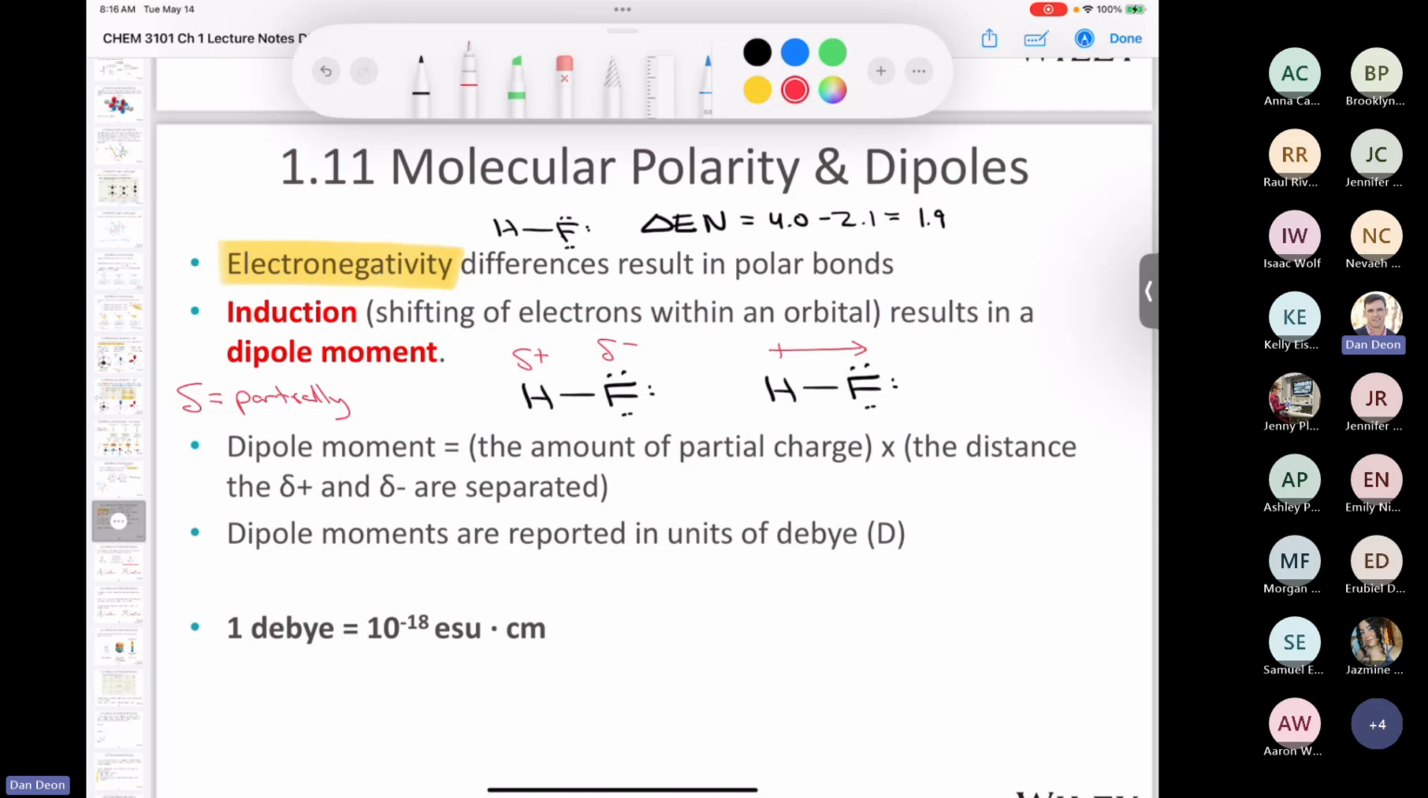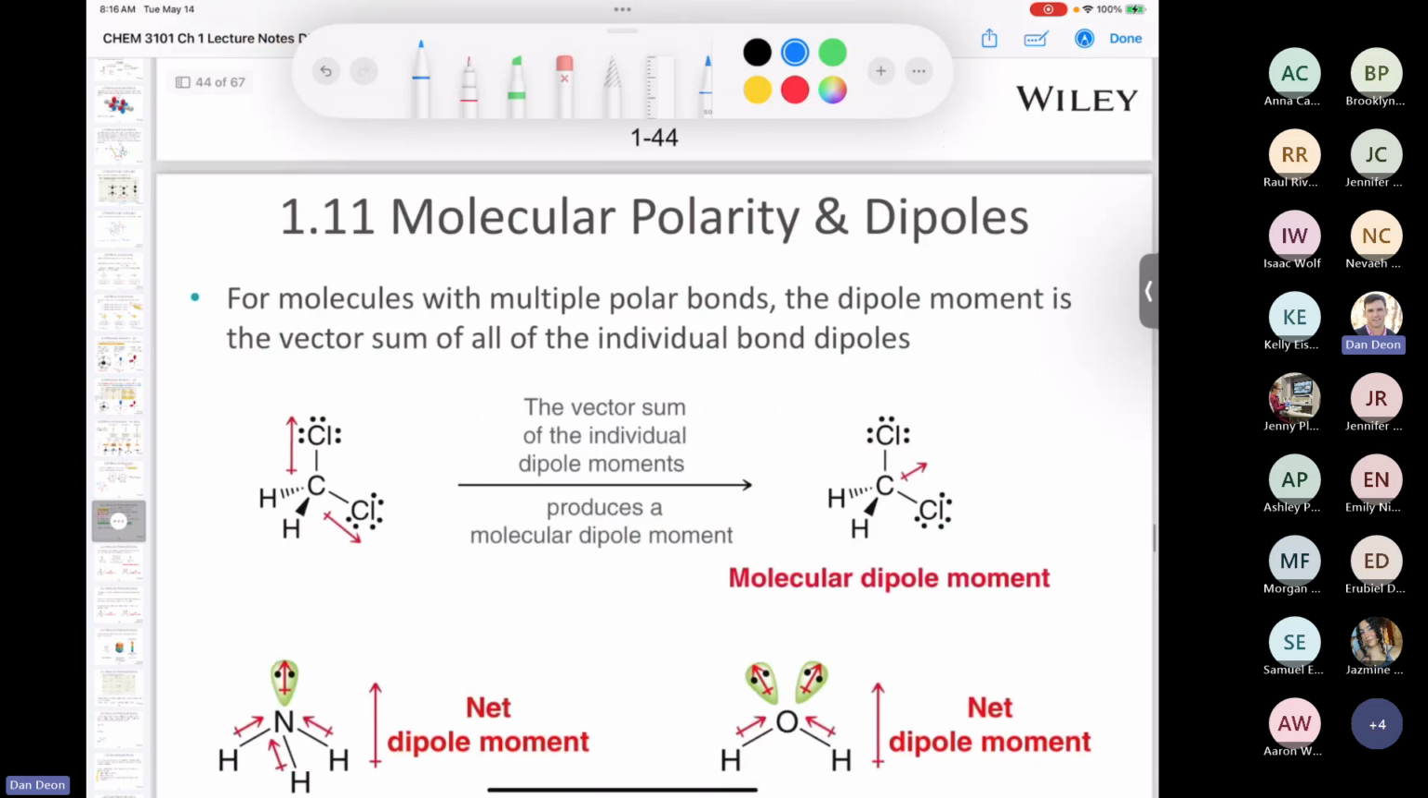What I want you to know is that dipole moments are measured in units of debye. Okay, that's just the unit of it. It's capital D debye. And a debye, you can see the definition is shown here. Don't worry about that. Like I said, I'm not going to ask you to do any calculations. All I want you to know at our level is that the greater the number of debye, the stronger the dipole, the more polar the bond. That's all there is to it, okay? So let me show you here.